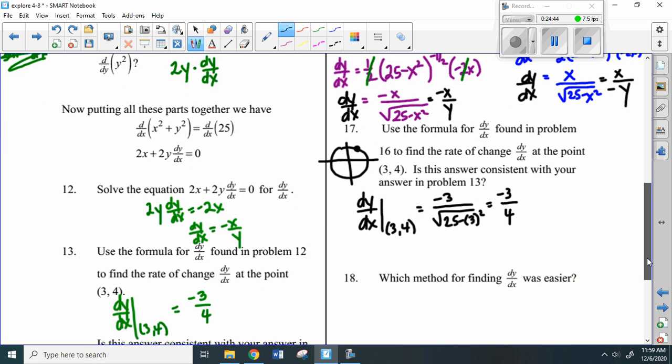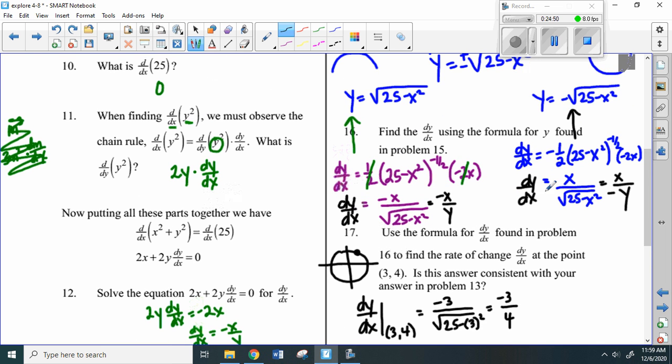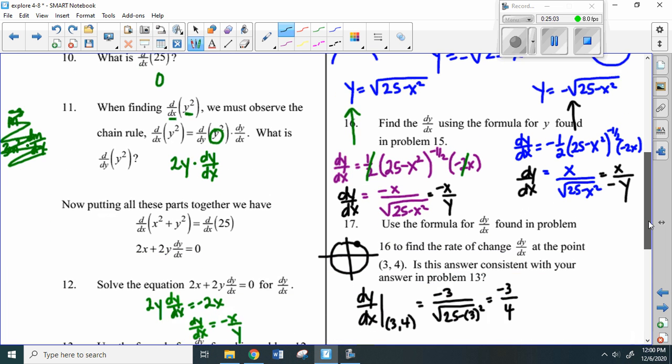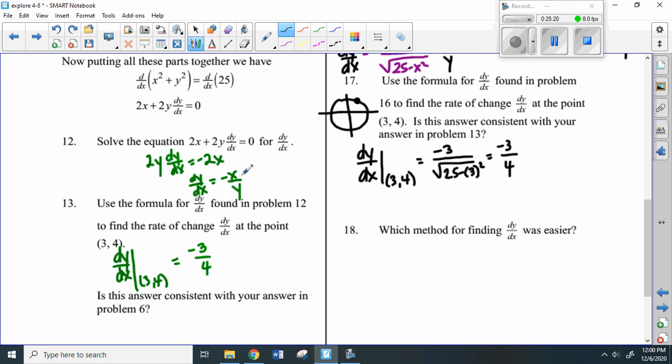All right, now, which method got you there faster? Well, think about it. If we took the derivative after we defined it explicitly, technically we had to take the derivative twice, and we had to remember power rules and chain rules, etc. But when we took the derivative implicitly, we just had some very simple derivatives: the derivative of x squared, the derivative of y squared, the derivative of 25. Plus, when we solve for dy over dx, it was much simpler to plug in the point as well.